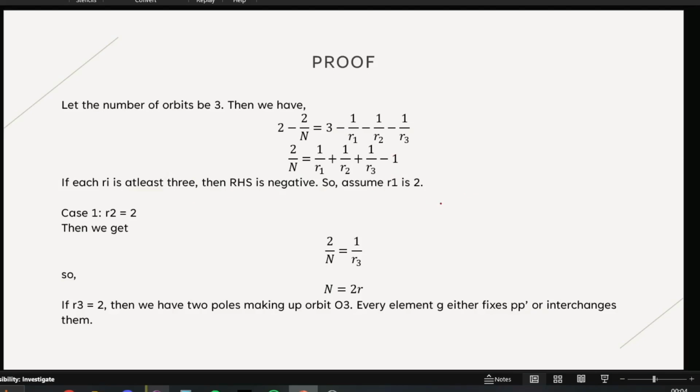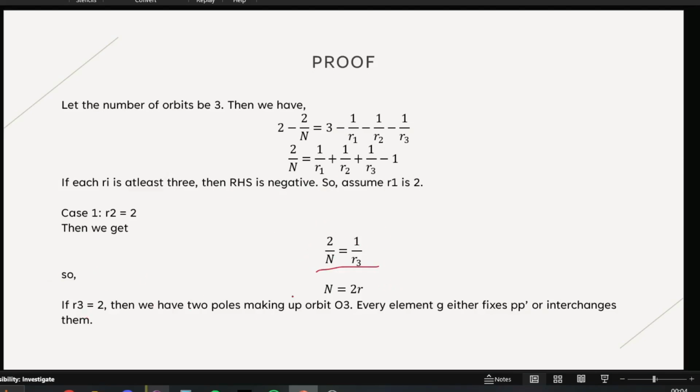So that is not possible. So at least one of these terms must be 2. So we assume R1 to be 2. So if we have R1 to be 2, in case 1 we assume R2 to also be 2. So we get 1 by 2 plus 1 by 2 is 1, 1 minus 1 is 0. So we get this relation: 2 by n is equal to 1 by R3.